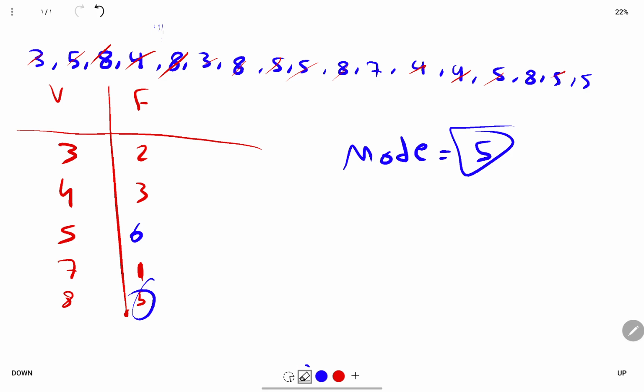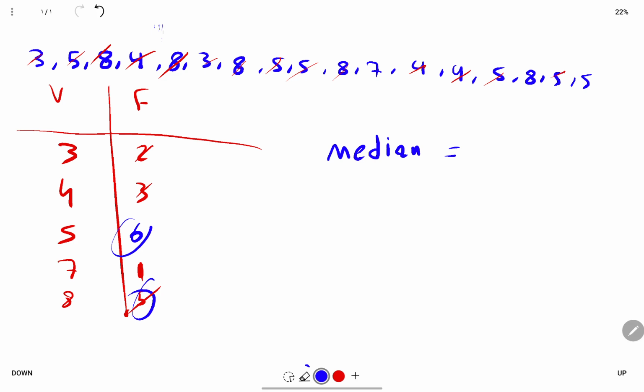Now the next one, we have the median. The median is basically the middle number in a dataset. So to find the median, if you take 5 here and 5 here, so we have the median is 6.